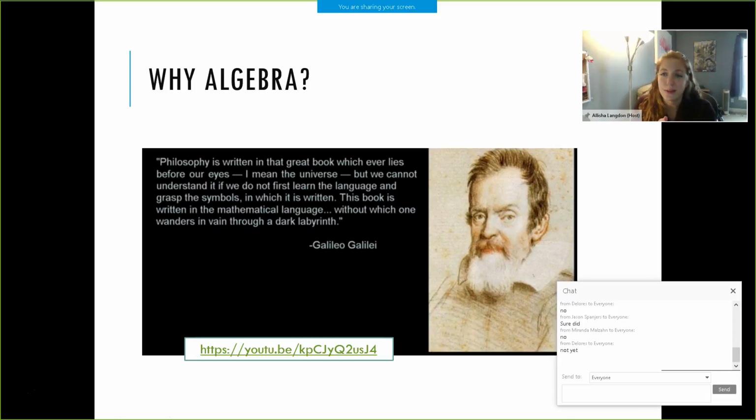Galileo, who's pretty famous, right? He actually said, "Philosophy is written in that great book which ever lies before our eyes. I mean the universe. But we cannot understand it if we do not first learn the language and grasp the symbols in which it is written. The book is written in the mathematical language, without which one wanders in vain through a dark labyrinth."